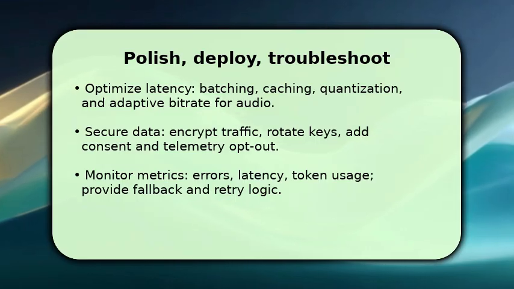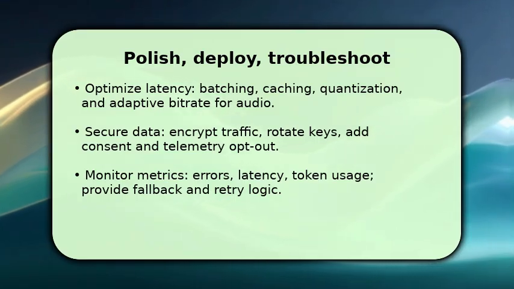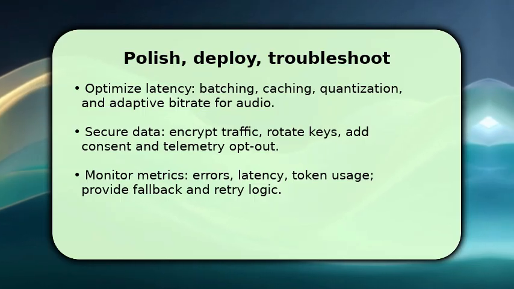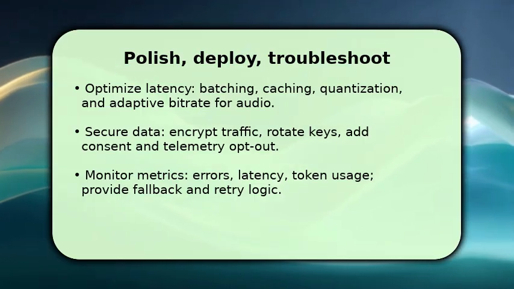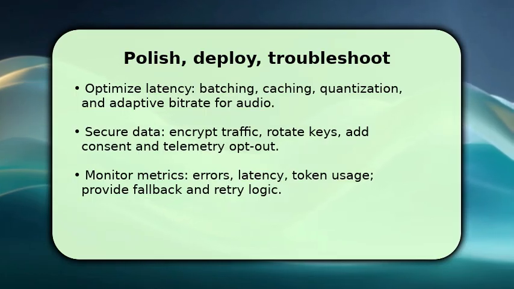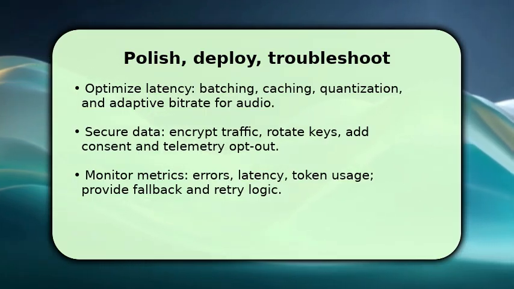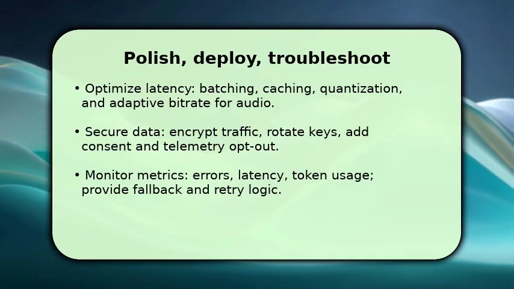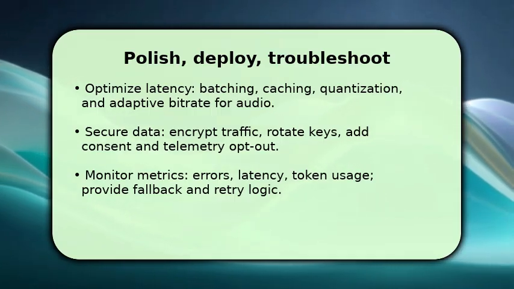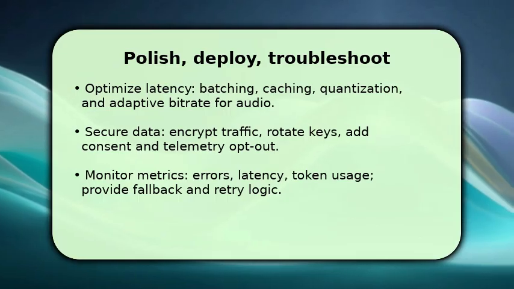Optimize latency with model quantization, response caching, and adaptive audio bitrate. Reduce token use with concise prompts. Make sure traffic is encrypted, keys are rotated, and user consent/telemetry options are clear. Deploy CI-built builds and monitor errors, latency, and usage metrics.